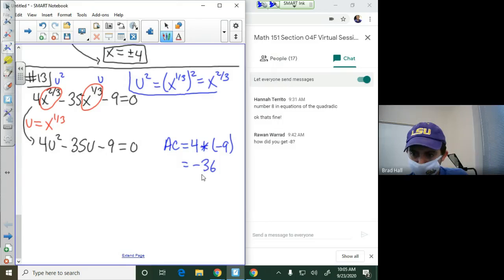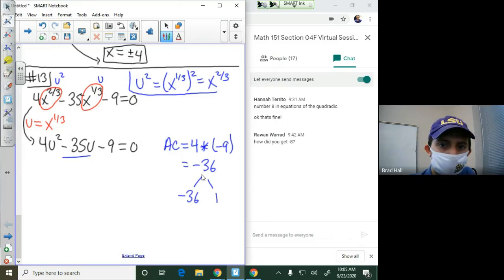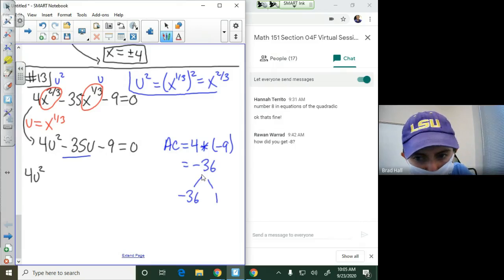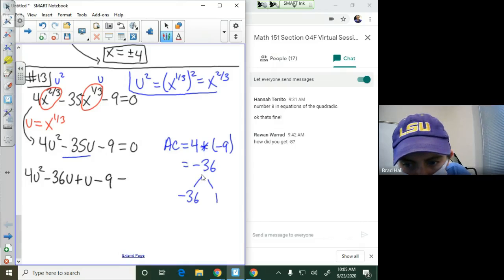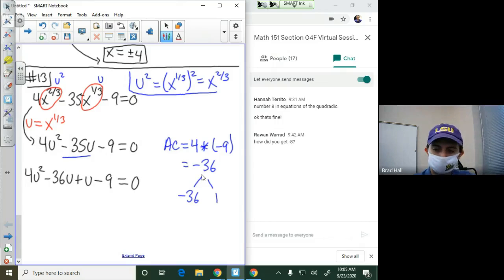So we get negative 36 for AC, two numbers that multiply to give us negative 36 and add together to give us negative 35. I see negative 36 and positive 1. Which means I can replace negative 35u with negative 36u plus u minus 9 is equal to 0. And from here, since we have 4 terms, we could factor by grouping.